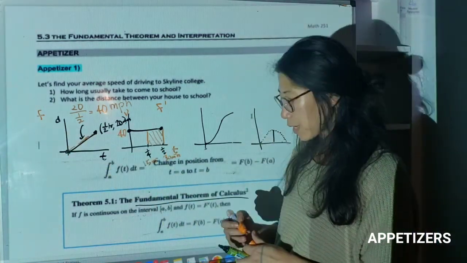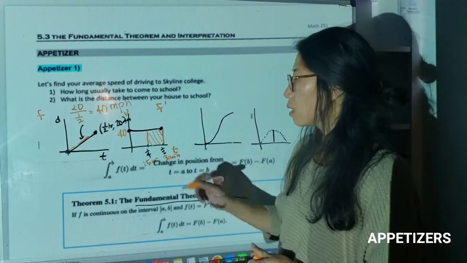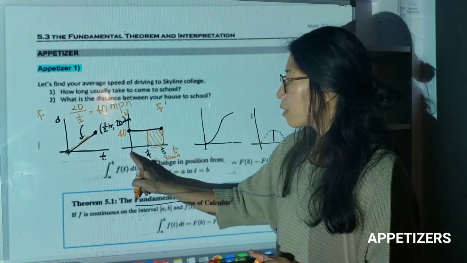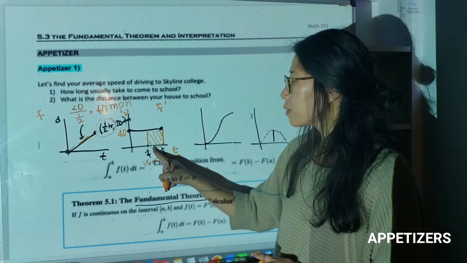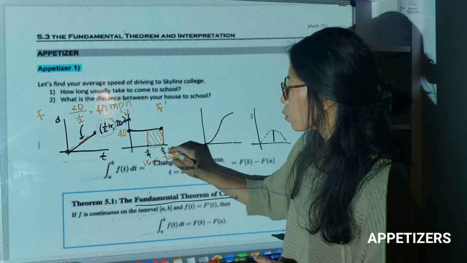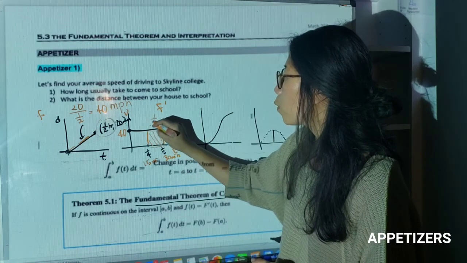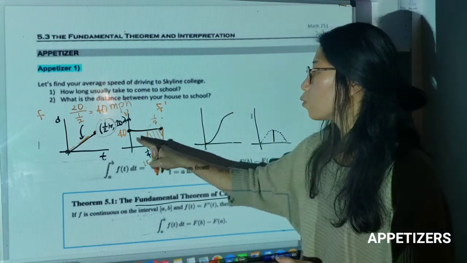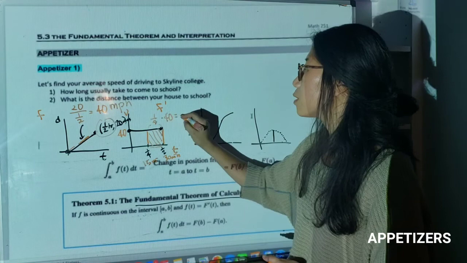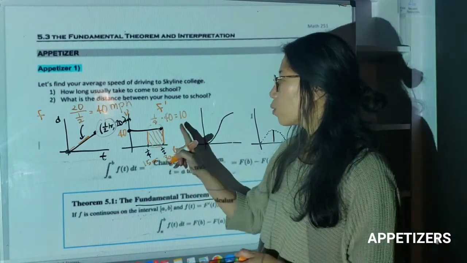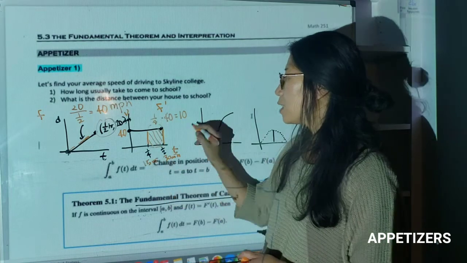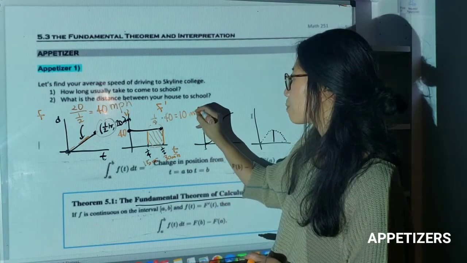So let's try to find the area of this orange box. What is the base size? The total was half an hour, so this will be 15 minutes, as 1 over 4. The base is 1 over 4 times the height, which will be 40. If you multiply, you get 10. What does that mean? The total distance traveled from 15 to 30 is a total of 10 miles.